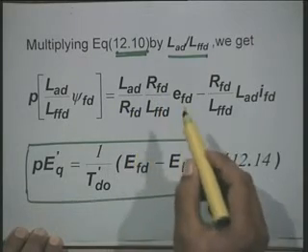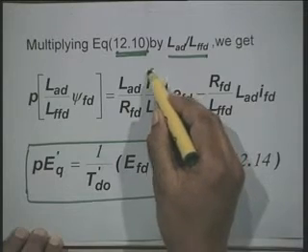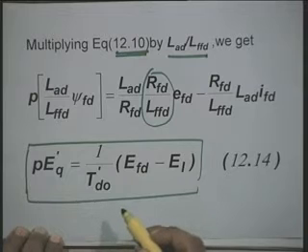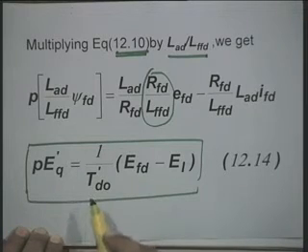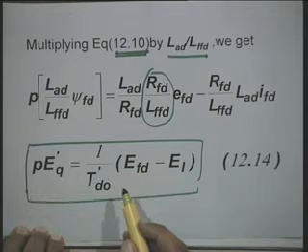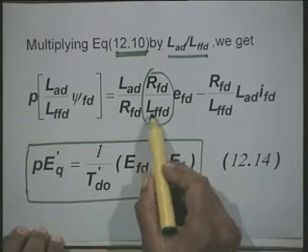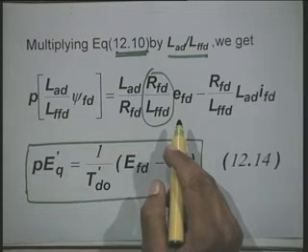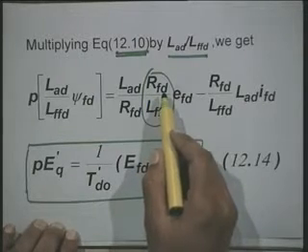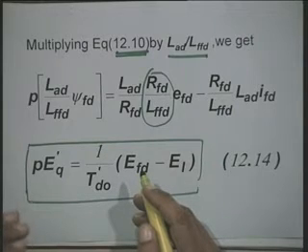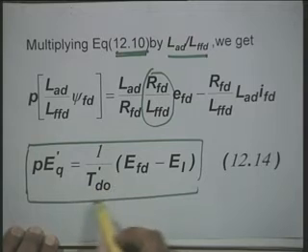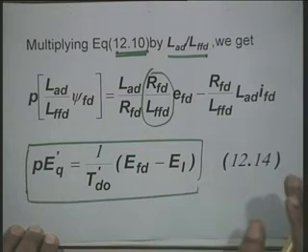So that we can identify this term as 1 upon TDO prime. This is called the open circuit field time constant, because what is this LFFD? It is the inductance of the field circuit, and RFD is the resistance. Therefore, L by R is the time constant. And this time constant term is a very important term for our stability studies. This time constant term is generally of the order of 5 to 10 seconds.